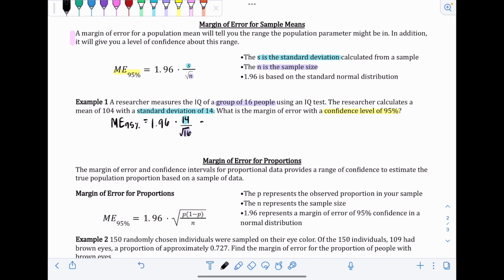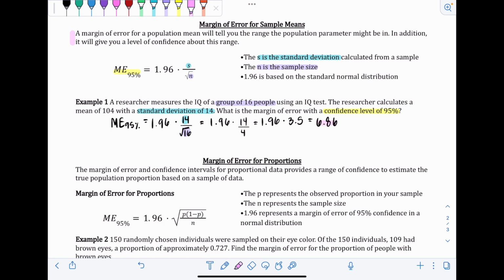Okay, we'll just simplify piece by piece. We'll take the square root of 16 first. It'll be 1.96 times 14 over the square root of 16, which is 4. And then we can divide 14 by 4, so 1.96 times 14 divided by 4 is 3.5. And then 1.96 times 3.5 is 6.86. So our margin of error is 6.86.